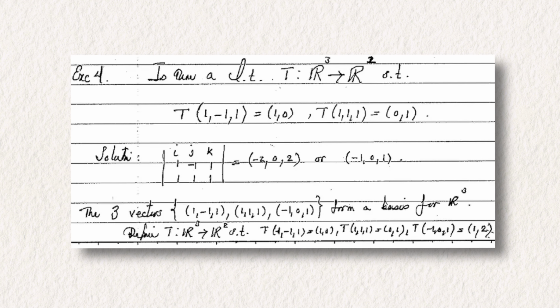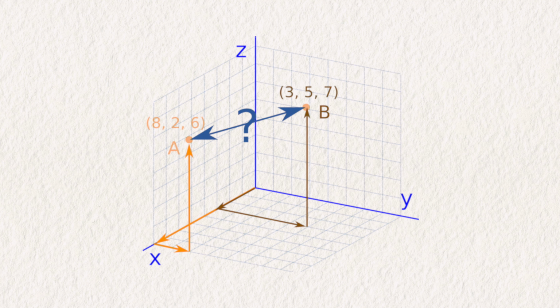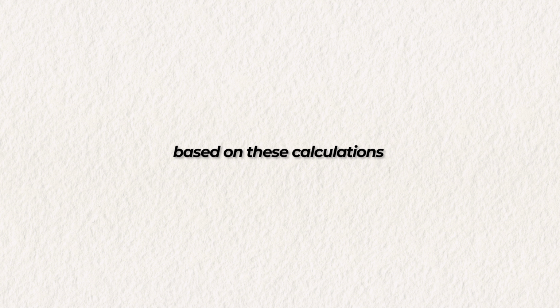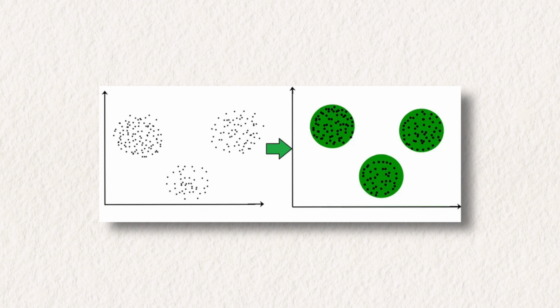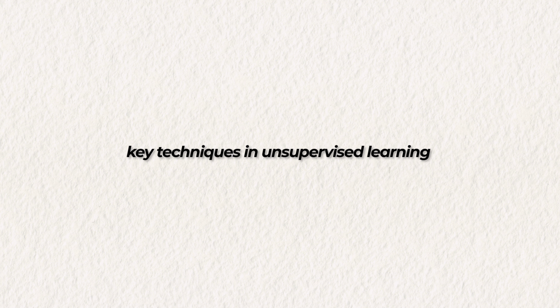3. Learning patterns. The algorithm uses mathematical models to analyze the relationships between features. For example, it might calculate distances between data points to determine how similar they are. Based on these calculations, the algorithm identifies patterns, groups, or structures within the data. 4. Output. The output of unsupervised learning depends on the task. It could be clusters of similar items, a reduced data set with fewer dimensions, or insights about hidden structures in the data.